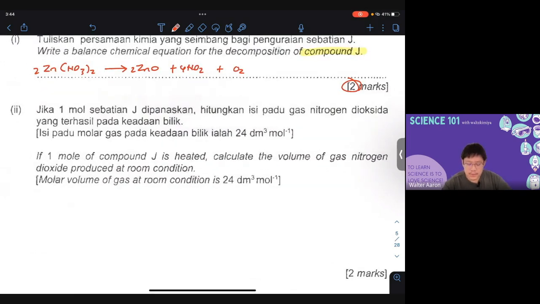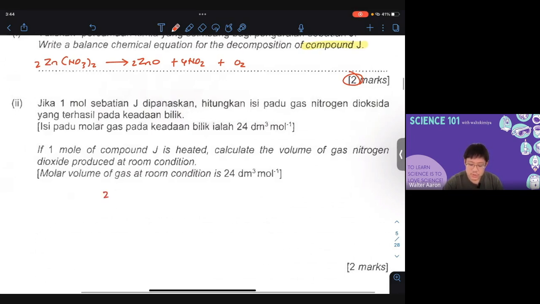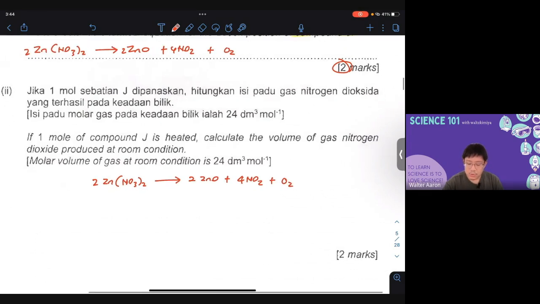So next one will be, if 1 mole of compound J is heated, calculate the volume of gas nitrogen dioxide produced at room conditions. So based on this chemical equation again, 2 Zn(NO3)2 gives 2 ZnO plus 4 NO2 plus O2. So say you've got 1 mole of J heated, what is the volume of NO2 produced?